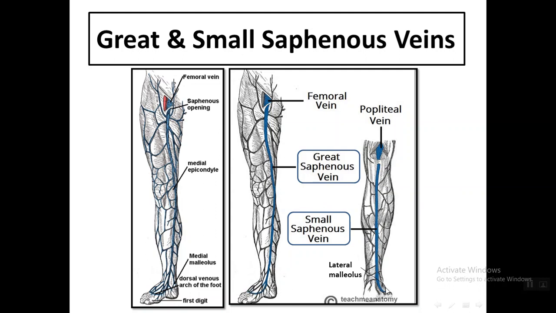ascends behind the lateral malleolus and then on the back of the leg until it reaches the area of the popliteal fossa, where it pierces the deep fascia to drain into the popliteal vein.